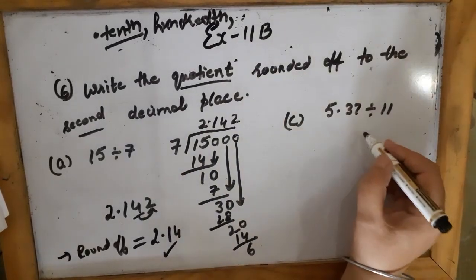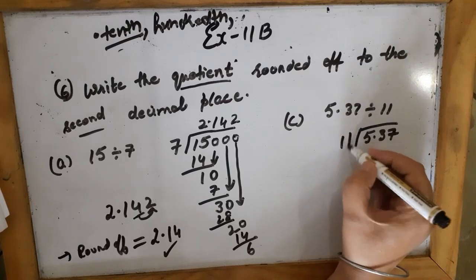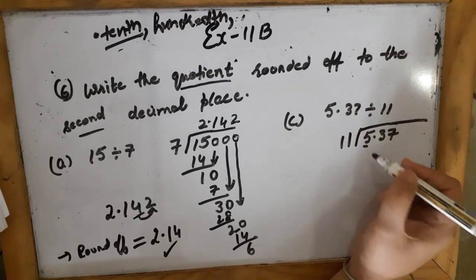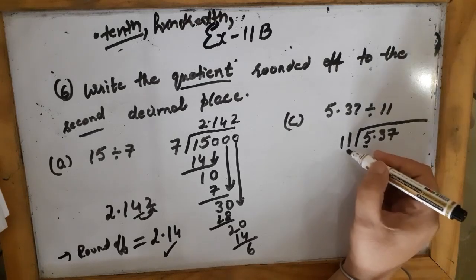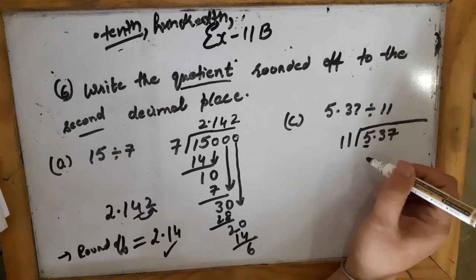Okay, so now come to the C part. So this is a decimal number. I have to divide this with 11. So as you know, first I have to divide 5, but 5 is smaller than 11, so I cannot take 5 alone.